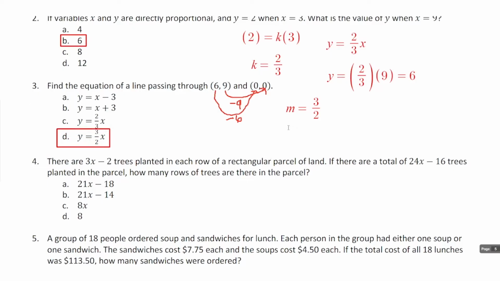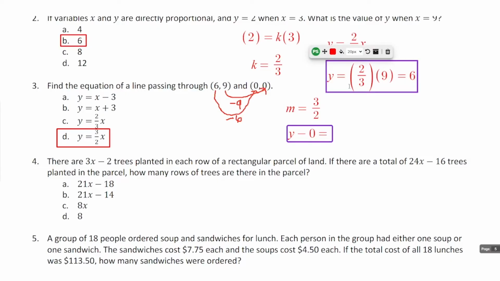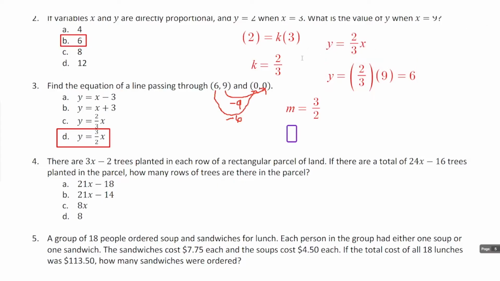But if you wanted to actually come up with the equation using point-slope form, you would do y minus y1. And I think I'll use this second point as my x1, y1 because they're both 0, and so it'll make the equation a little bit easier to write. Actually, we don't even need that.